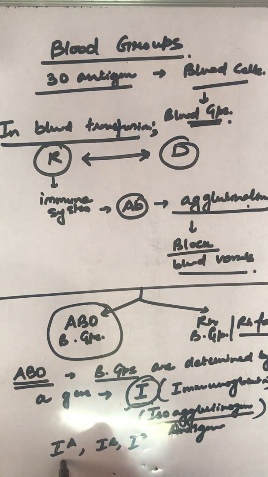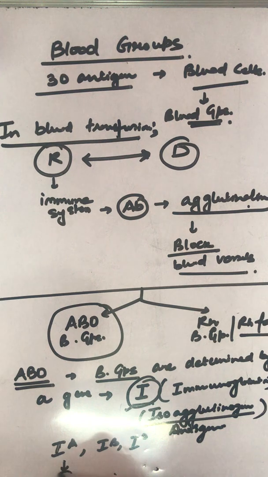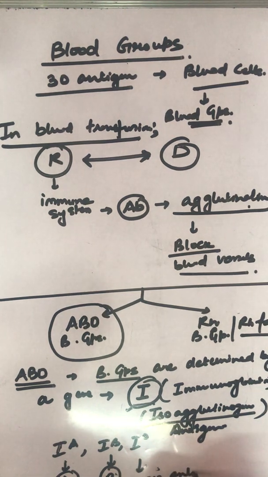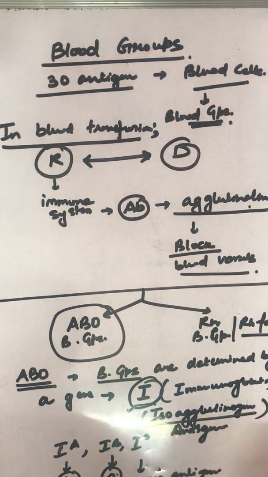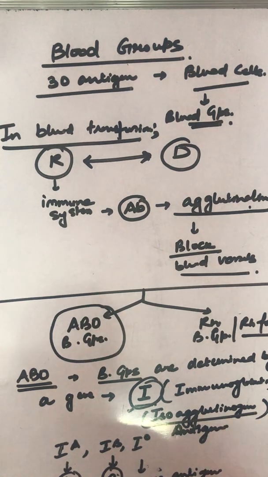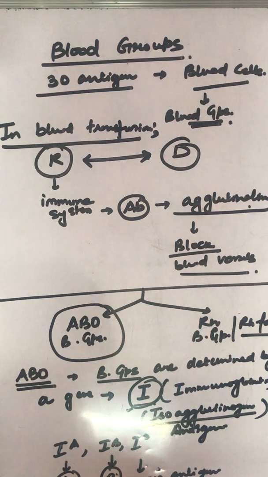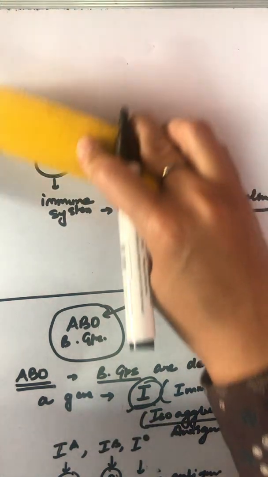Protein produced by IA are A antigens, produced by IB are B antigens, and IO does not produce any antigen, so no antigen. Clear? When we are talking about the A, B and no antigens, we discussed how on a person's blood group these all reflect.